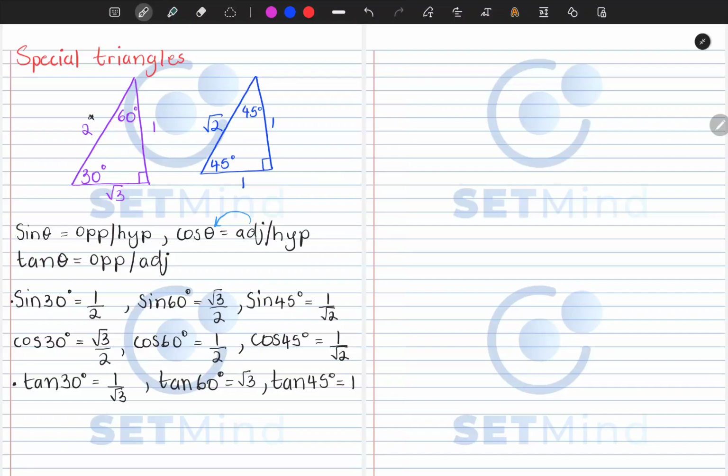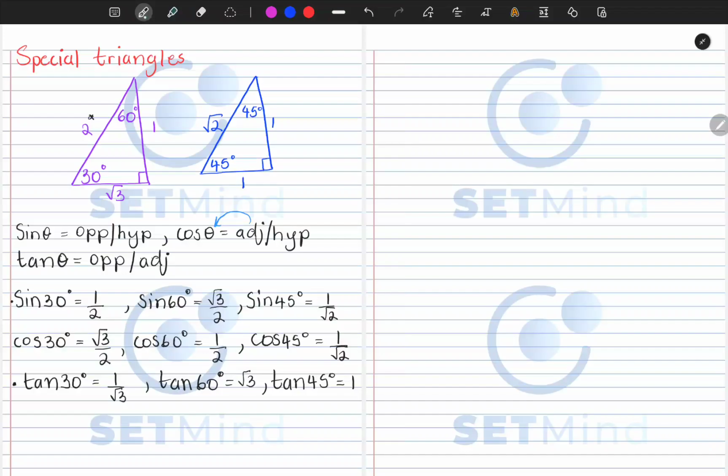Okay, so that is how we get our special triangle values. Others prefer writing this in a table form, but I'm not going to write it in a table form. I'm just going to leave it as it is.